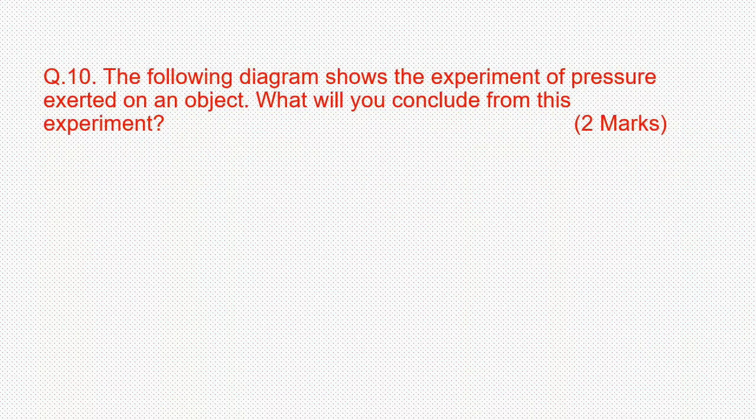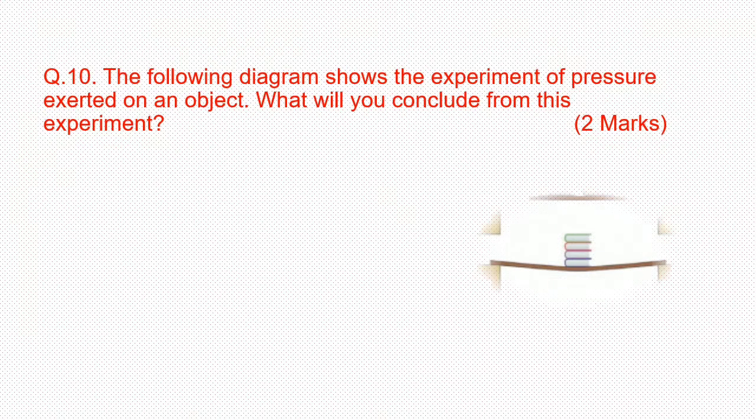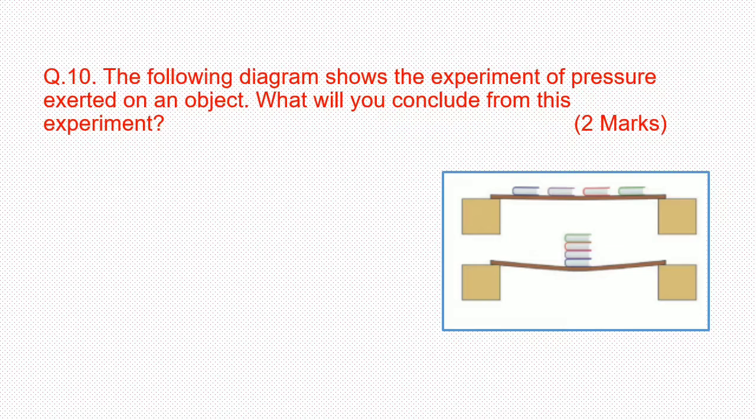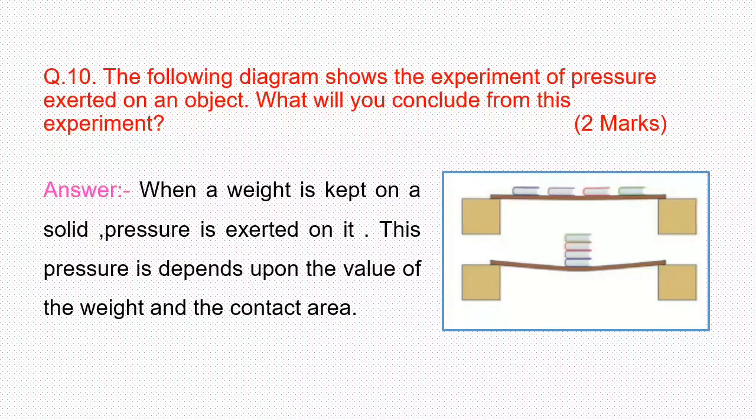Question number 10 is, the following diagram shows the experiment of pressure exerted on an object. What will you conclude from this experiment? Diagram is given and the answer is, when a weight is kept on a solid, pressure is exerted on it. This pressure depends upon the value of the weight and the contact area.